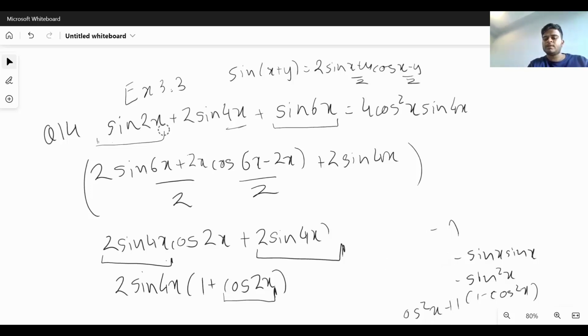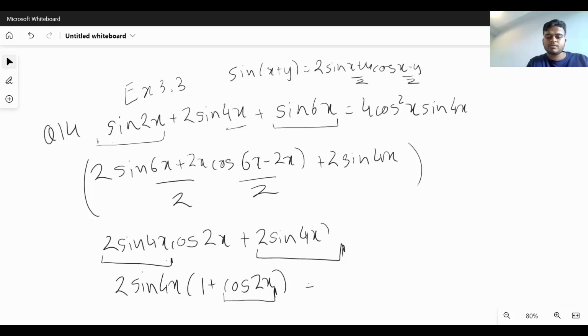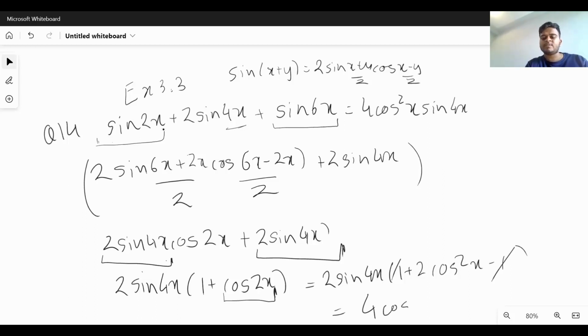Right? Try and plug in those values right here and see what we get. So this equals 2 times sine 4x (1 plus 2 cos square x minus 1). 1 and 1 get cancelled. 2 gets multiplied. What you're left with is 4 times cos square x sine 4x. That is nothing but our RHS as well. So we have solved this question, right?